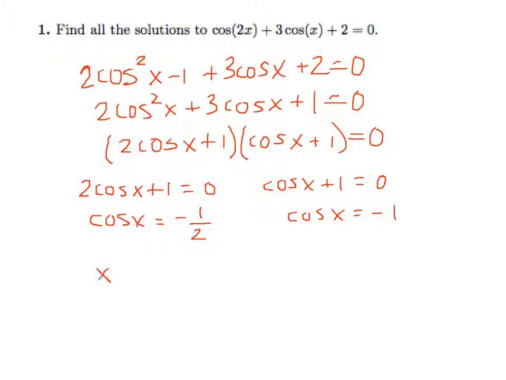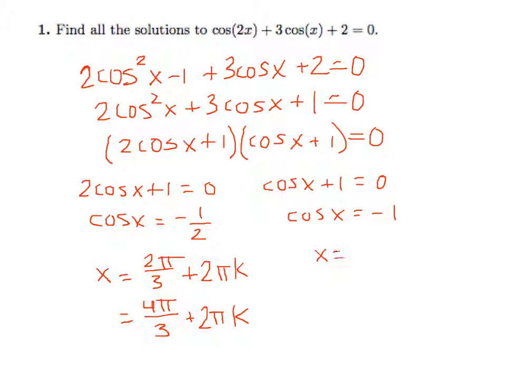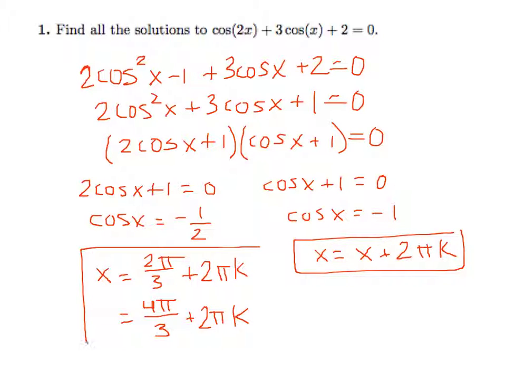So cosine is negative 1/2 when x equals 2 pi over 3 or 4 pi over 3. And since cosine has a period of 2 pi, we add 2 pi k to both of these to find all solutions. And cosine of x is negative 1 when x equals pi plus 2 pi k. So these are all of our solutions for this equation.